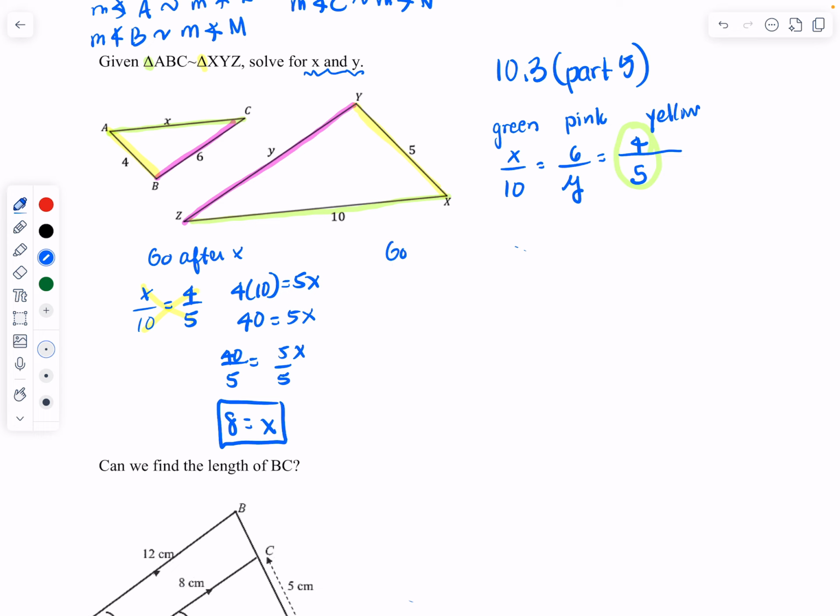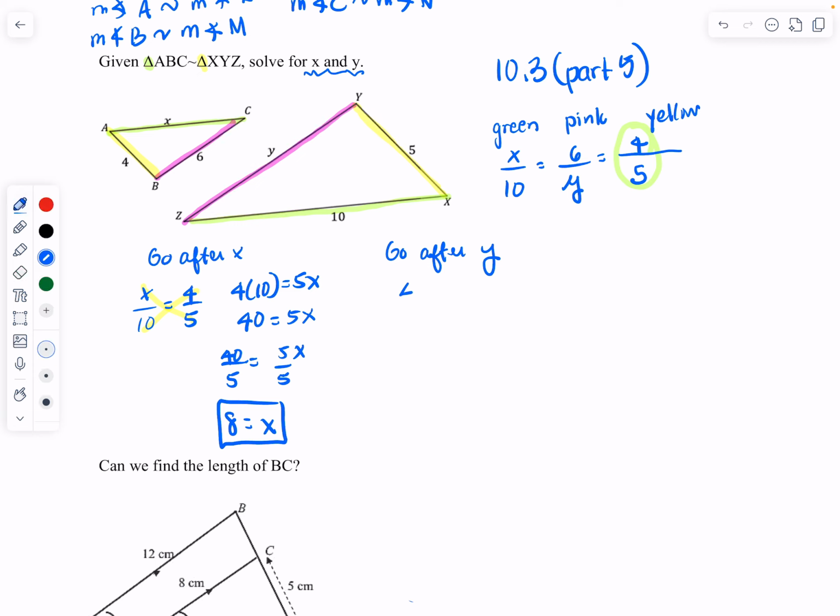Now I'm going to go after Y because it said I have to do both. So again, I'm going to use that 4/5, and now I'm going to set that yellow triangle equal to the green triangle, which is X over 10. Okay, so again, cross multiply, same steps. 5 times X equals 4 times 10. So 5X equals 40. And I'm just making sure I did that. No, I did not do that right. I was like, wait, these are the same numbers. Guys, I did it wrong. So let me just erase this and fix it.